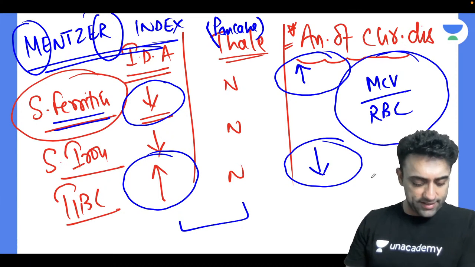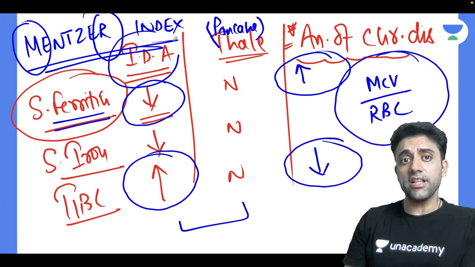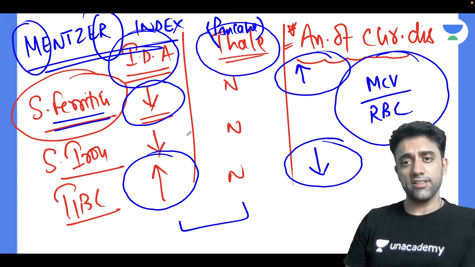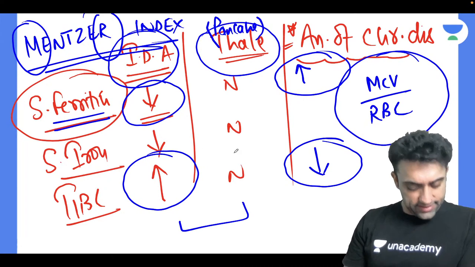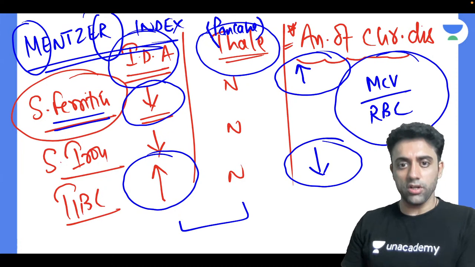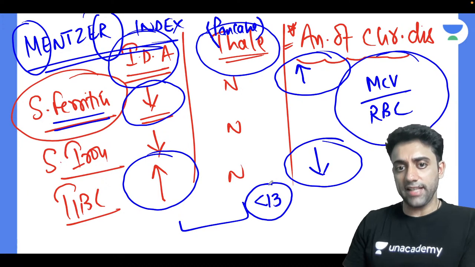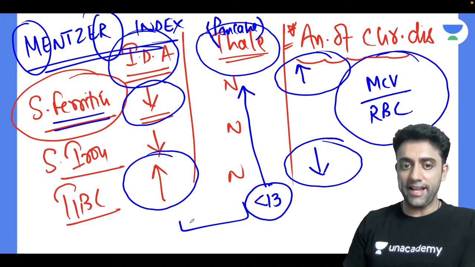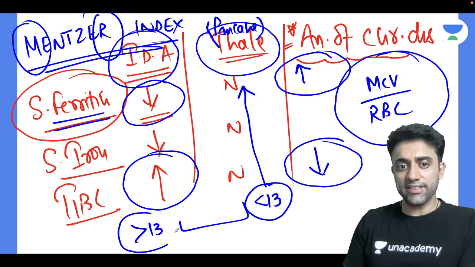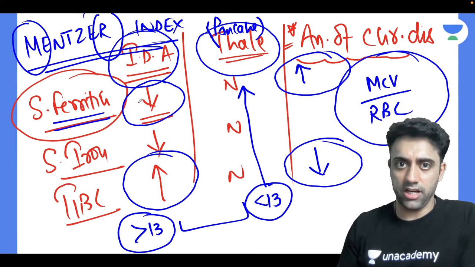Why do we calculate Mentzer index, anyone? Yes, to differentiate iron deficiency anemia from thalassemia, we use Mentzer index. It's nothing but MCV upon RBC. Very good. And what is the cutoff, guys? Less than 13. If the Mentzer index is less than 13, that means the patient is having thalassemia. And if the Mentzer index is more than 13, the patient is having iron deficiency anemia.